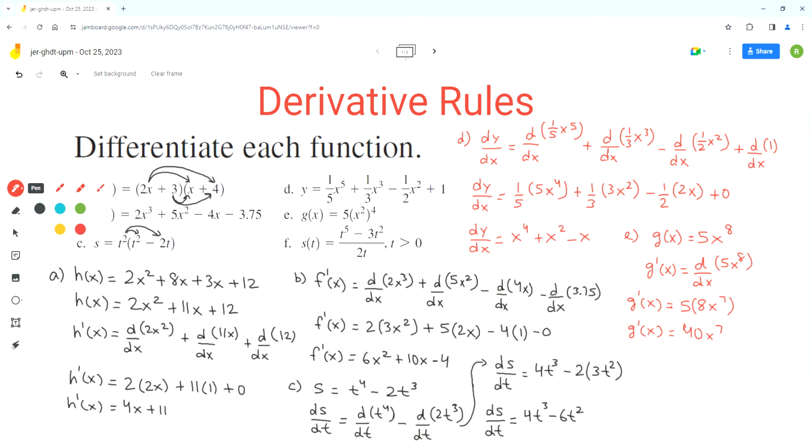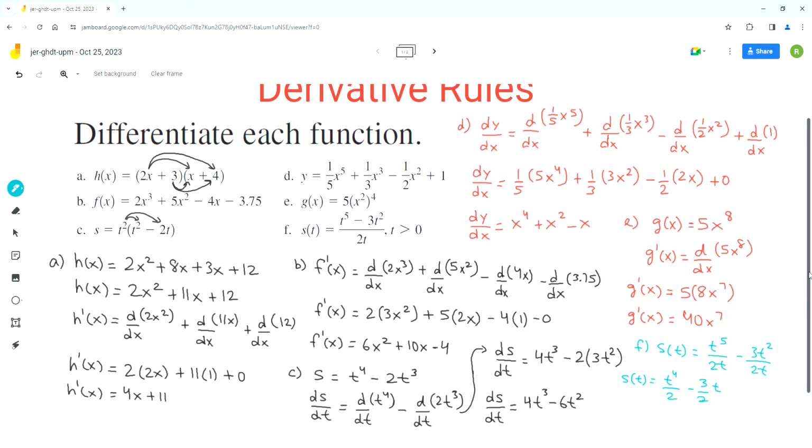So now we can analyze part F. So I can use a different color here. Now part F is a rational function. So the first step here is to simplify this expression by breaking it up into two fractions. The denominator of this expression is just a single term. So we can break it up as s of t equals t to the power 5 over 2t minus 3t squared over 2t. Now we can simplify these fractions: t to the power 5 over t can be reduced to t to the power 4 over 2, and then we get 3 over 2 t, because t squared over t can be reduced to just a single t.